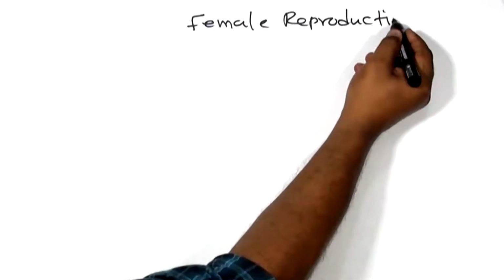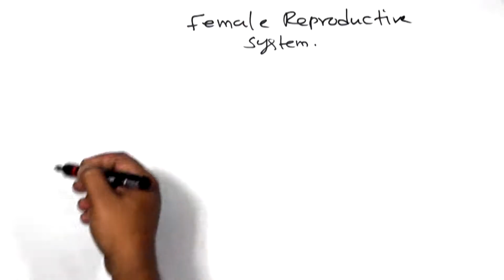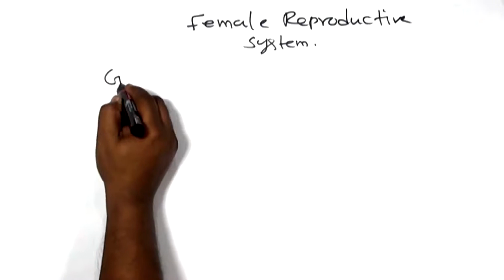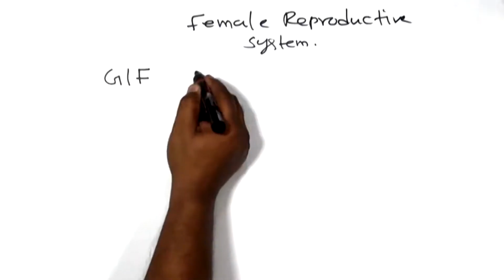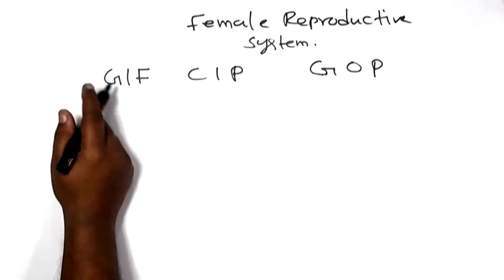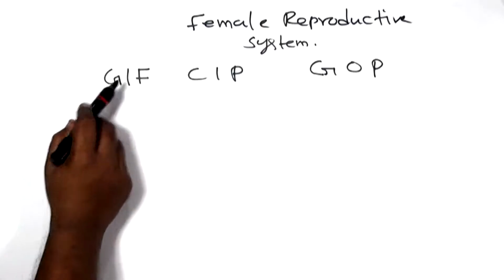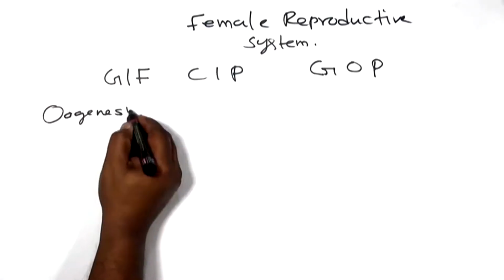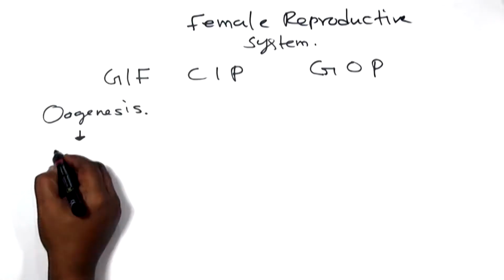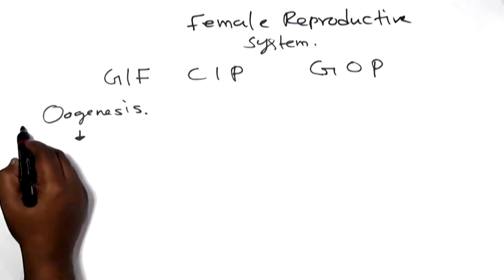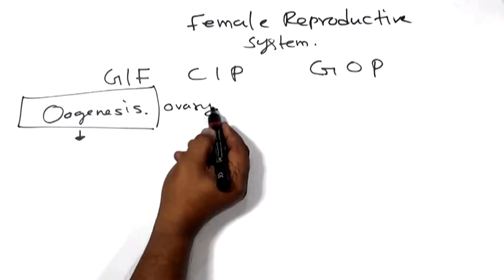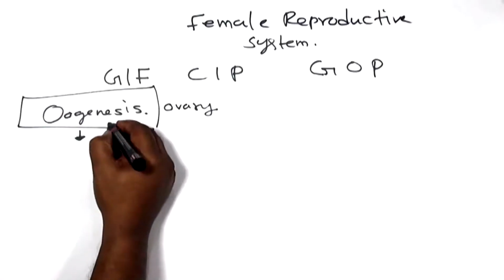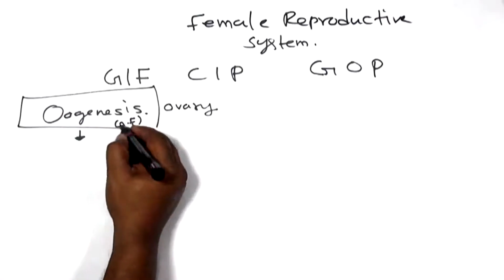Female reproductive system. As we already discussed the same concept, once again I repeat it: GIF, SIP, go. G for gametogenesis. In the female reproductive system, we are going to discuss oogenesis. This oogenesis is going to take place inside the organ called the ovary through a follicle called the Graafian follicle.